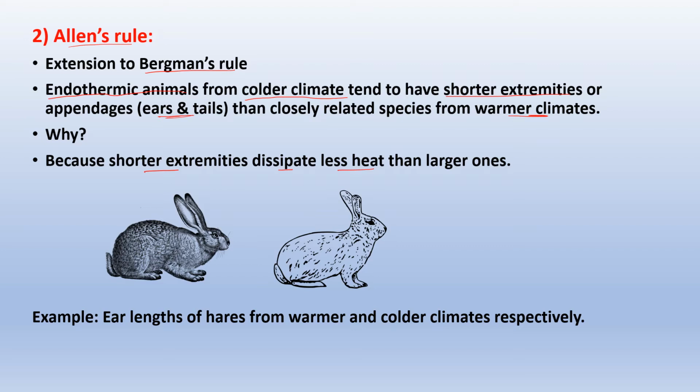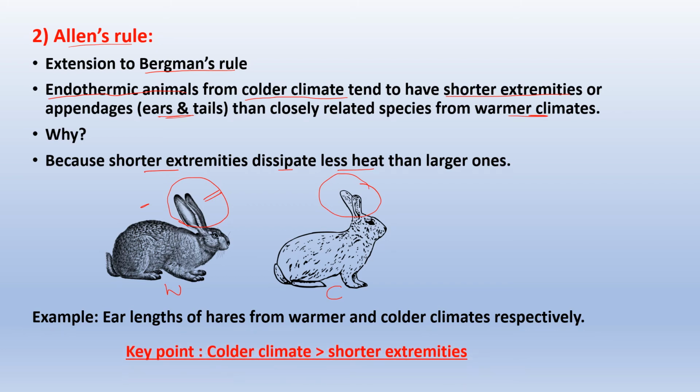In these images you can see the hares from the warmer and colder climates respectively. The hares from the warmer climate have large sized ears, you can see it here, and the hares from the colder climate have small sized ears. So this is Allen's rule. And the key point you have to remember is that in colder climates, you have shorter extremities.